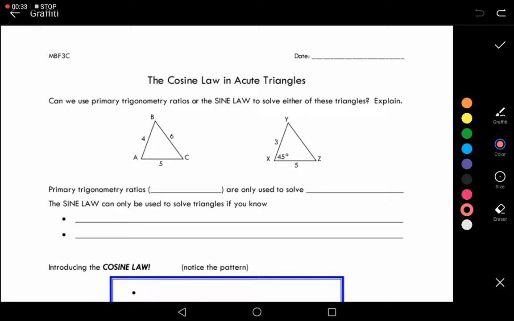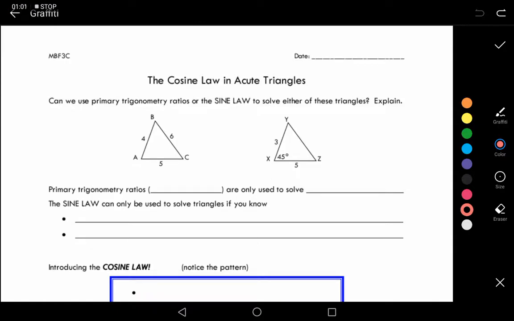So it says, can we use primary trig ratios? Primary trig ratios is just SOHCAHTOA, right? Sine, cosine, tan. Or the sine law to solve either of these triangles. Remember, the sine law is what we learned in that last note, which stated that the ratios of the side and the angle measurement are all equal. So let's take a look at this first triangle here.